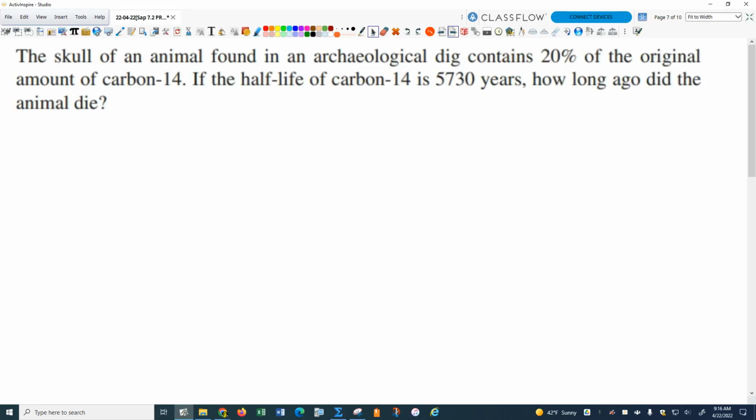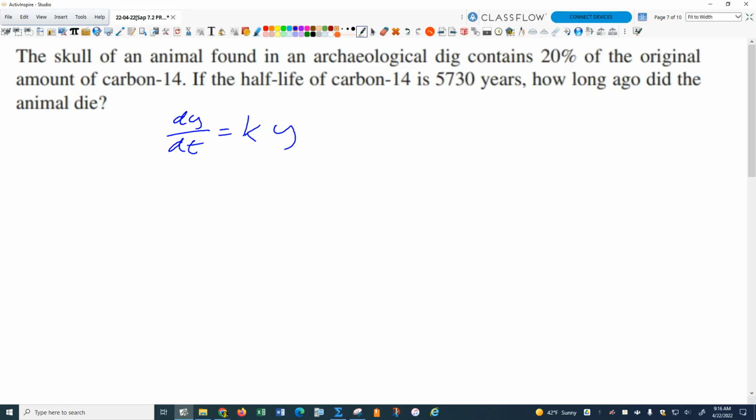So what are we going to do? Well, we know we're starting off with our trusty model. If we say y is the amount of material, we know dy/dt is proportional to y, right? k is going to be negative here because it's decay.